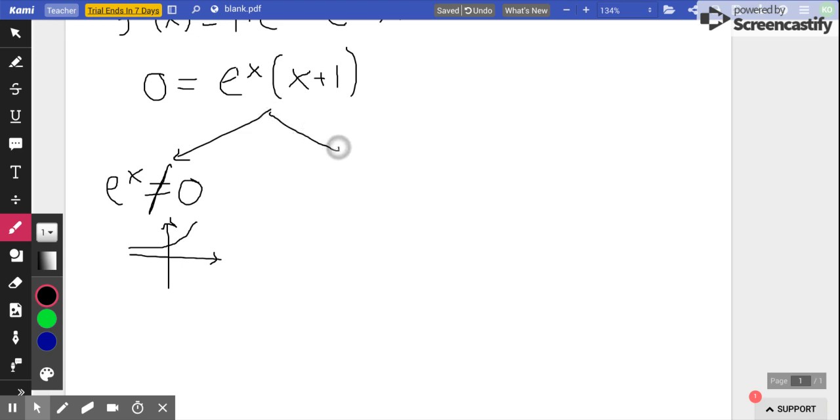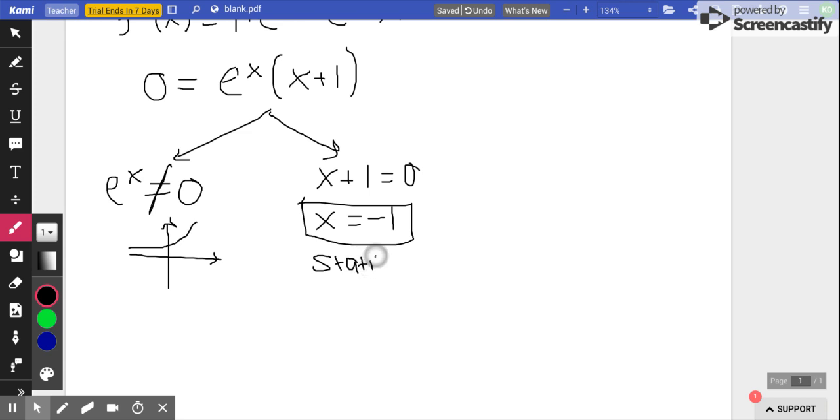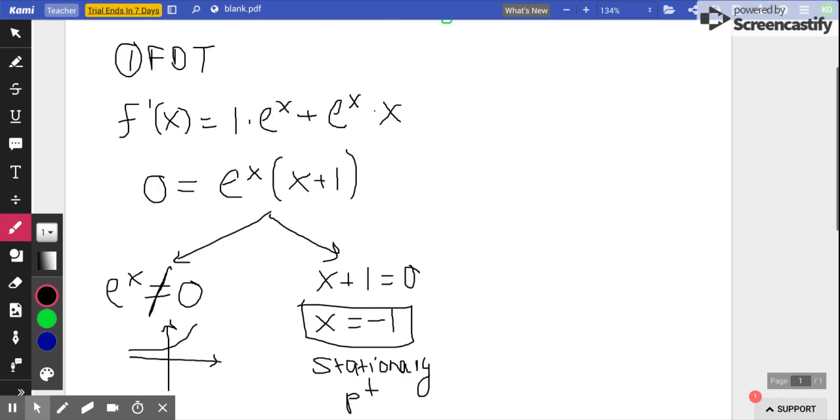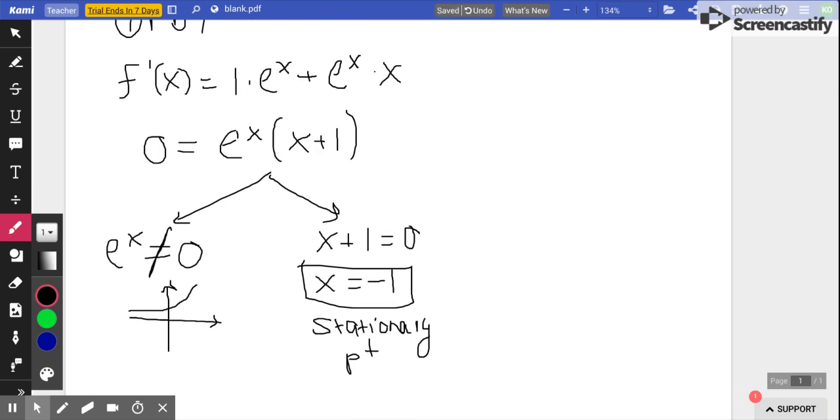So our only possibility in that case is to have x plus 1 equal to 0, which is fine if x equals negative 1. So that here is our stationary point. Right, we know what stationary point we could possibly have.